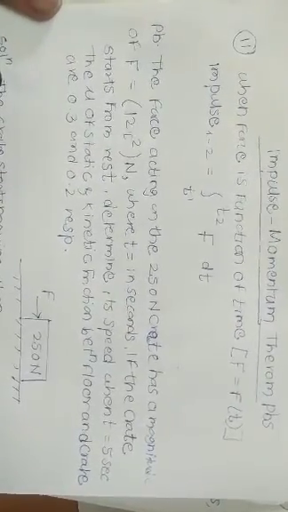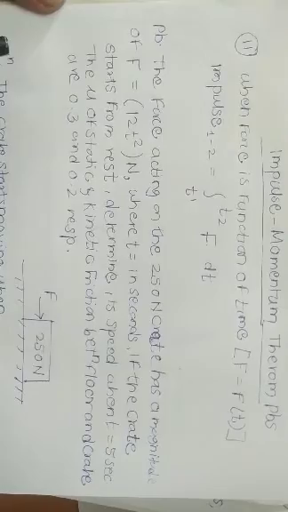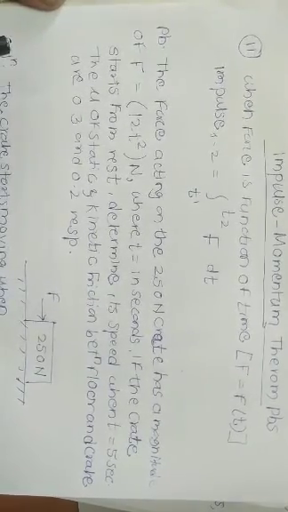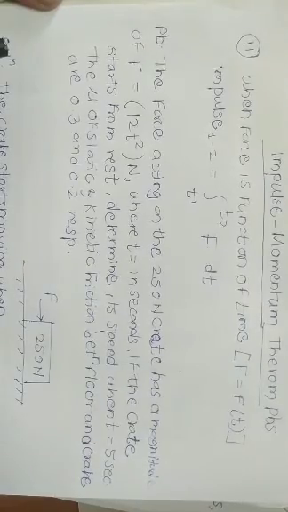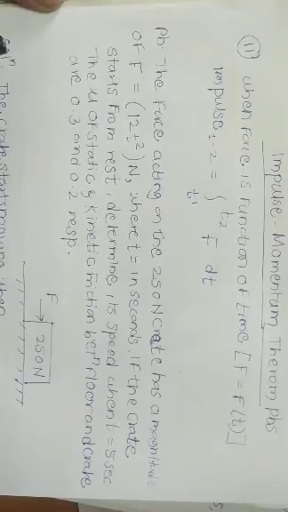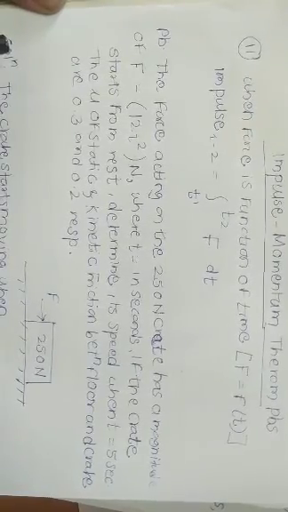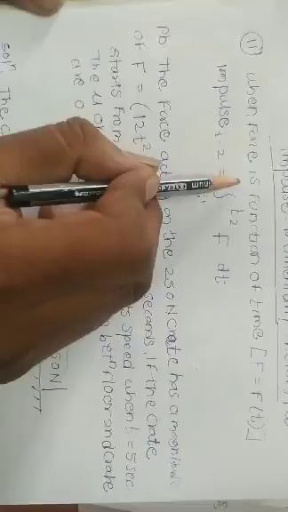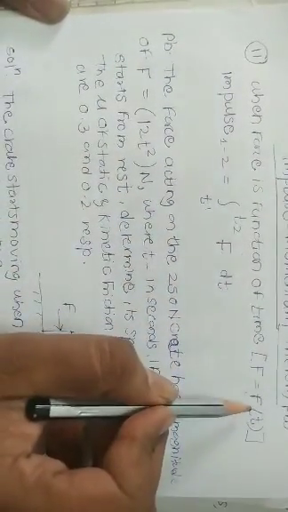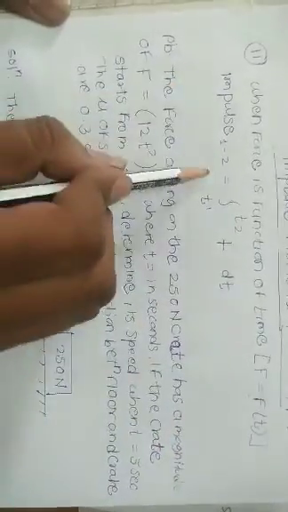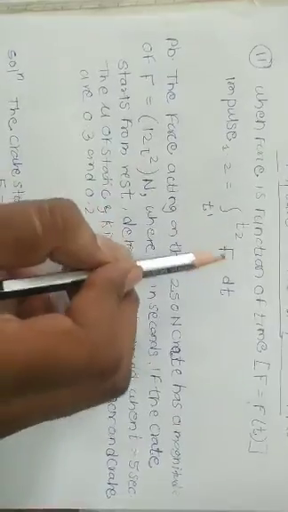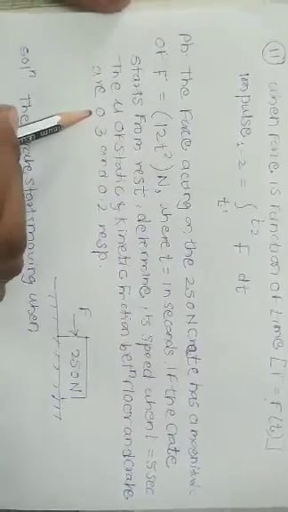Impulse momentum theorem problems. In problem 1, we studied the case when force is constant for a finite interval of time, then impulse from 1 to 2 is equal to force times (T2 minus T1). Now in the second case, we will see when force is a function of time, then F is equal to F(t), and impulse from 1 to 2 is equal to the integral from T1 to T2 of F dt. Now we'll see one problem.